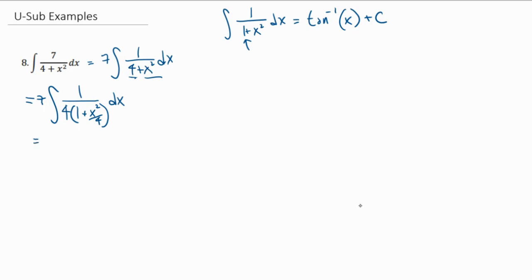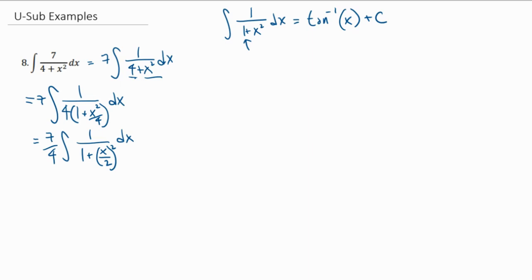So then that gives us 7/4 times the integral of 1 over 1 plus x squared over 4. Now, x squared over 4 is the same thing as x over 2 squared. Okay, so when you recognize that you have an inverse tangent or inverse sine or inverse secant, and typically you'll get inverse tangents or inverse sine. That's usually what's on the AP exam. But you could also get inverse secant or cosine, cotangent, cosecant.